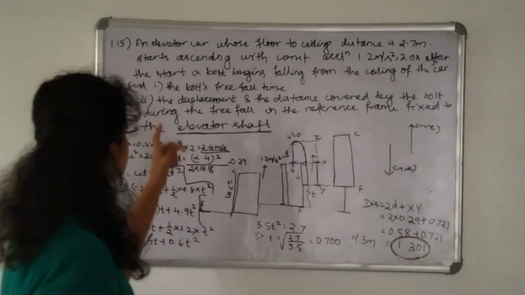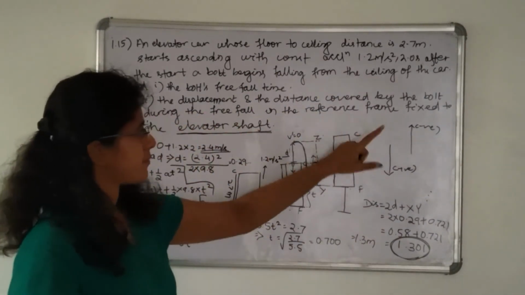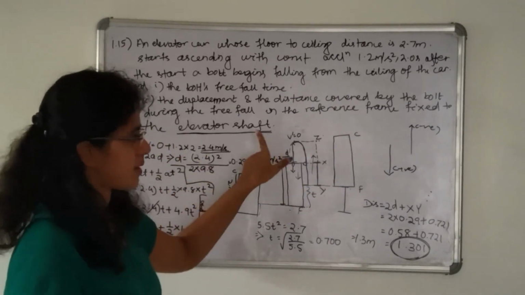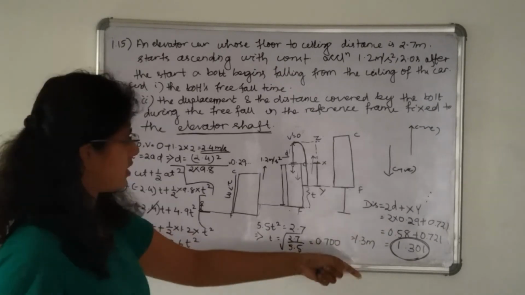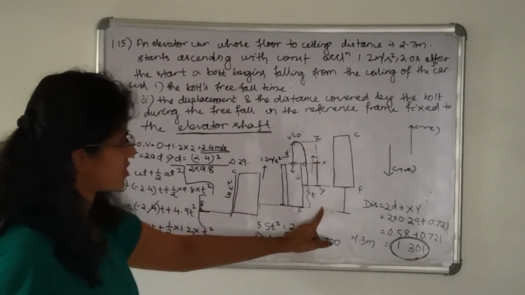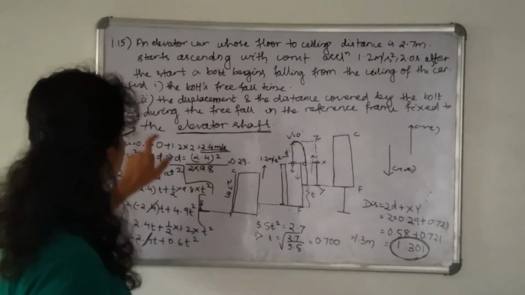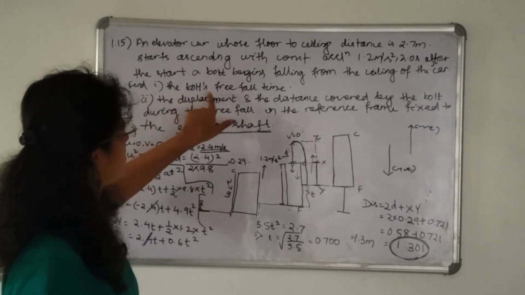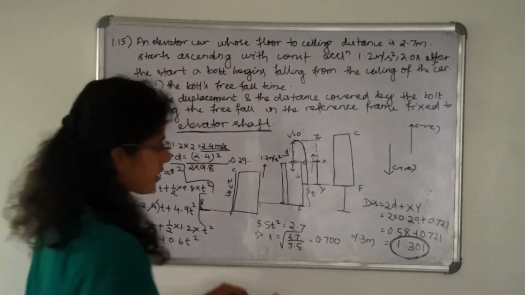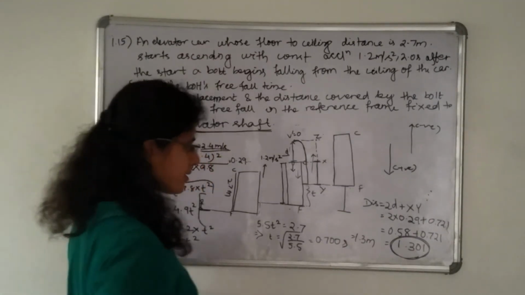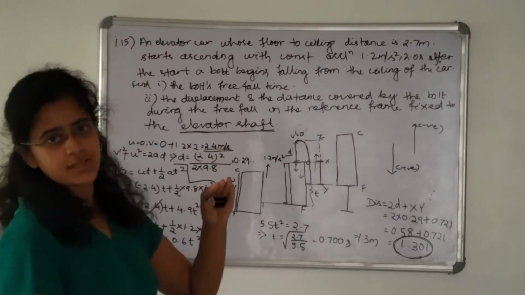Okay, so the distance covered by the board during the free fall in the reference frame fixed to the elevator shaft, that is to the ground, is 1.3 meter, and the displacement is how much? Xy, that is 0.721 meter, and the time, that is the board's free fall time, is how much? 0.7 second. The elevator shaft means the ground to which the elevator is attached.